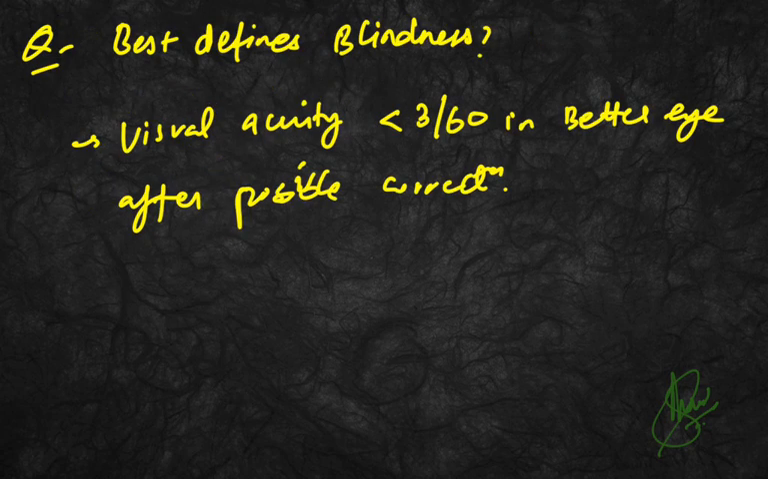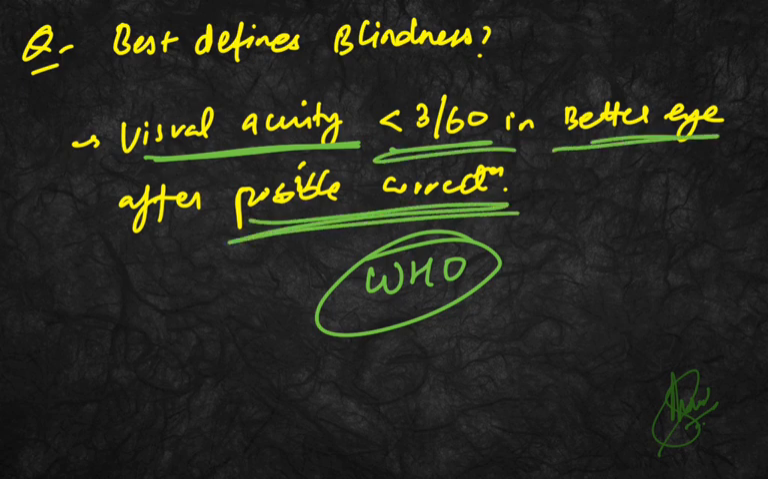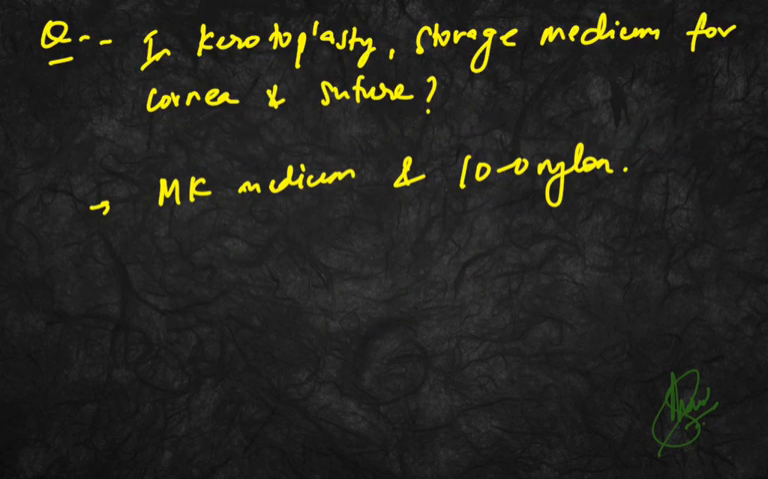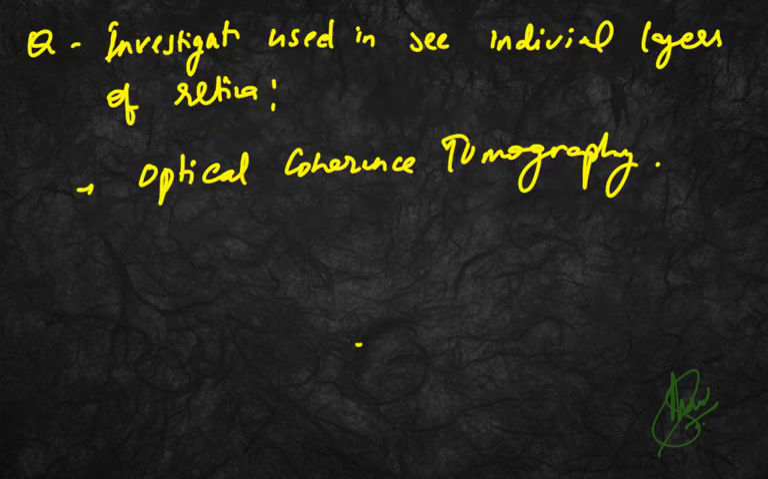Which best defines blindness? Visual acuity, by WHO: visual acuity less than 3/60 in the better eye after every possible correction is called blindness. In keratoplasty, what is the storage medium for the cornea and which sutures will be used? MK medium is used and 10-0 nylon is used. So this is the correct answer.